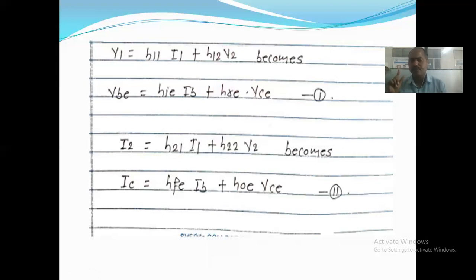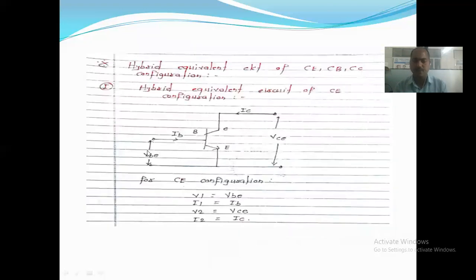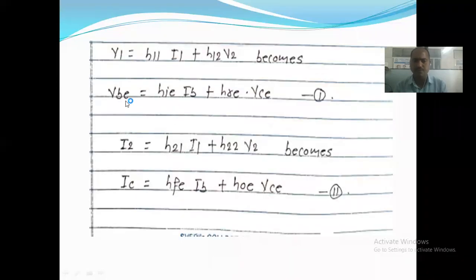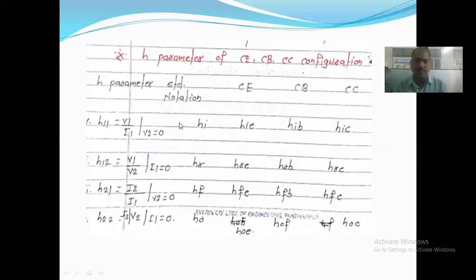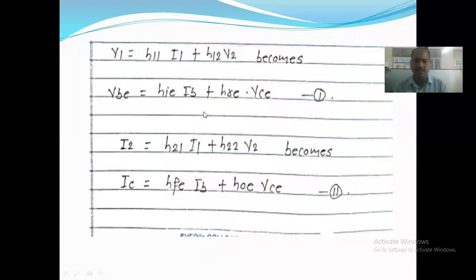So V1 equals H11 I1 plus H12 V2. This is the first equation of the H parameter network. In that equation, we have to write the particular values for a particular configuration. In the case of the common emitter configuration, V1 indicates the input voltage, which here is VB. So instead of V1 we write VB, and H11 for the common emitter network is HIE, so we write HIE here.